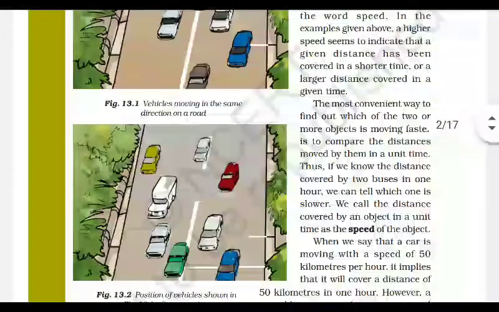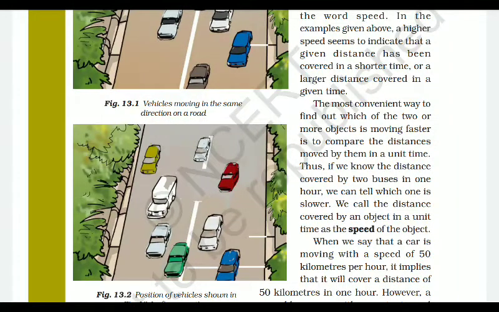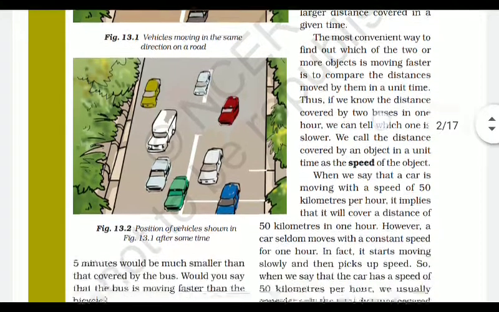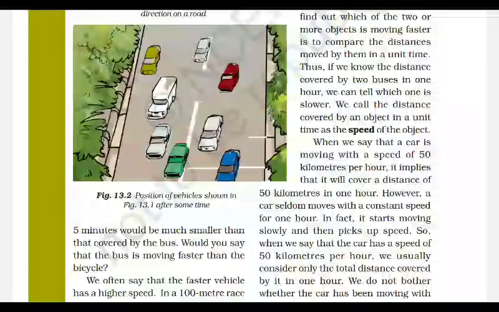The most convenient way to find out which of the two or more objects is moving faster is to compare the distance moved by them in a unit time. Thus, if we know the distance covered by two buses in 1 hour, we can tell which one is slower. We call the distance covered by an object in a unit time the speed of the object. When we say that a car is moving with a speed of 50 kilometers per hour, it implies that it will cover a distance of 50 kilometers in 1 hour.